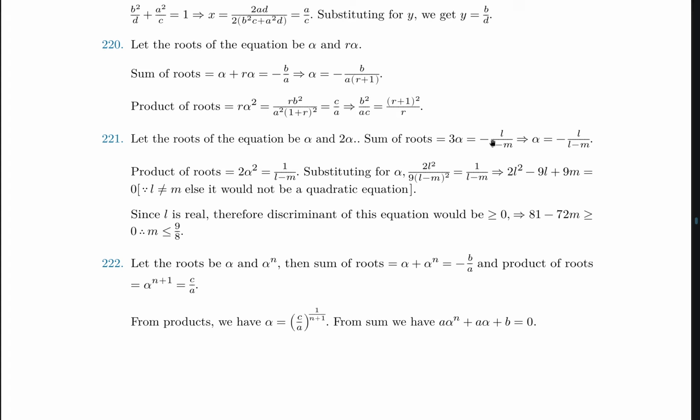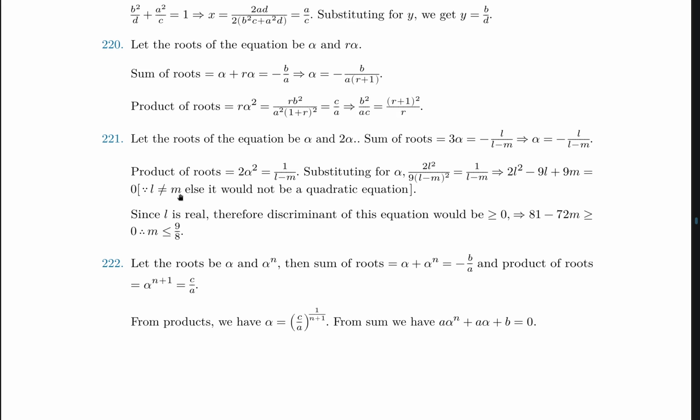Sum of roots would be 3 alpha, equal to minus L by L minus m, so alpha will be minus L by 3 into (L minus m). Product of roots would be 2 alpha square, that is 1 by L minus m. You substitute the value of alpha from here, you get 2L square by 9 (L minus m) whole square is equal to 1 by L minus m. So we get the equation 2L square minus 9L plus 9m is equal to 0.